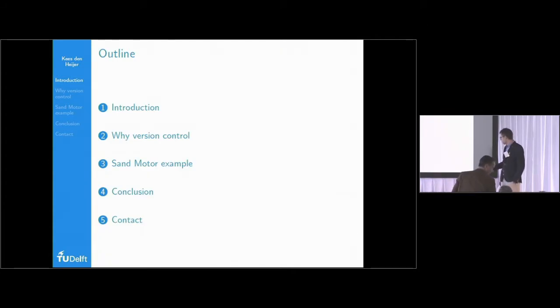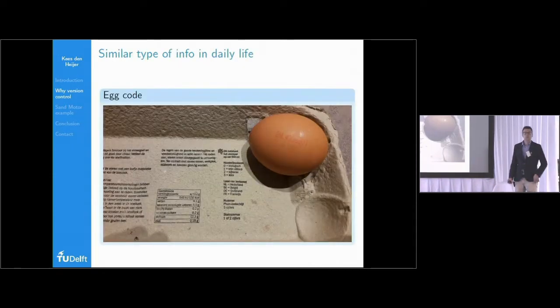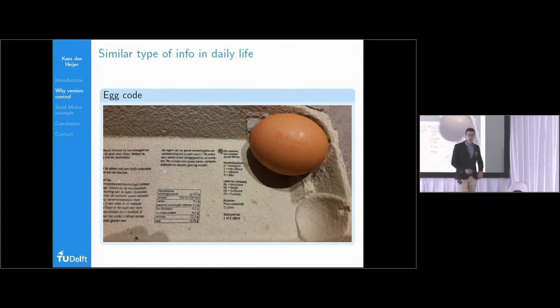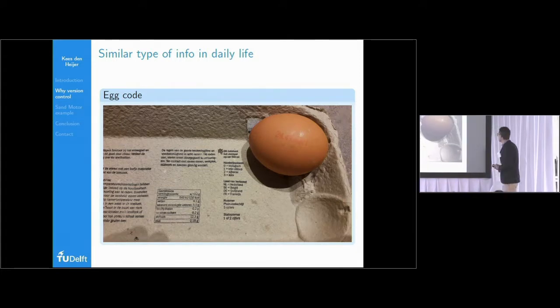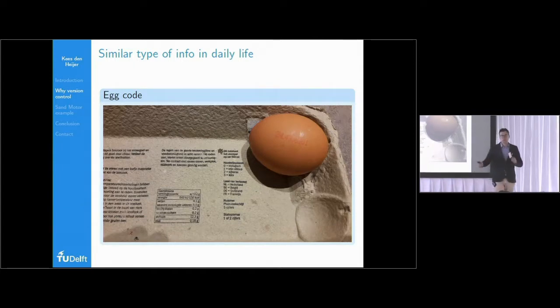And I will start with the question, why version control? Well, if we look in our daily life, probably this morning you had an egg with your breakfast. And if you look at this egg, you see a code. And this code shows you the type of the egg, so whether it is a biologic egg or a free range egg, or it shows you the country where it comes from. It shows you the company where it was produced, and it even shows you in this company the compartment where it came from.